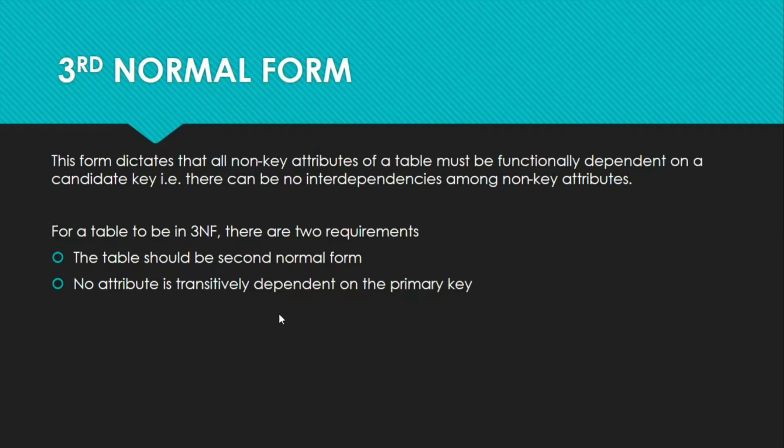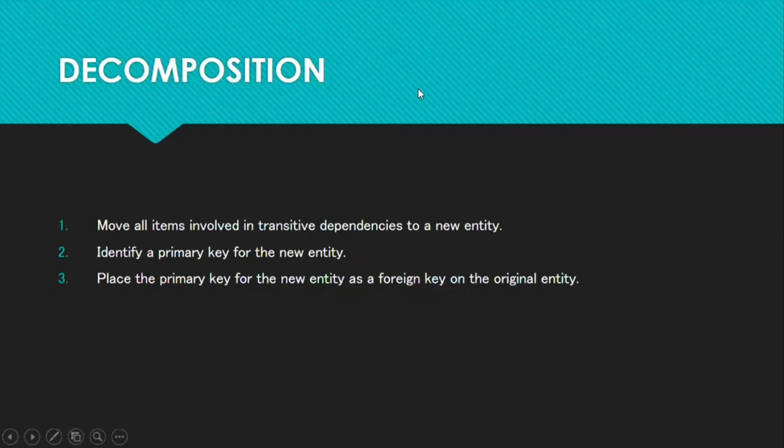So what is the decomposition of third normal form? Move all items involved in transitive dependency to a new entity, identify a primary key for the new entity, and place the primary key for the new entity as a foreign key on the original entity. So basically, we will create relations in third normal form.